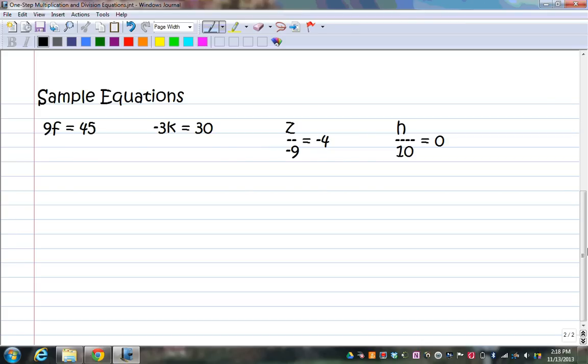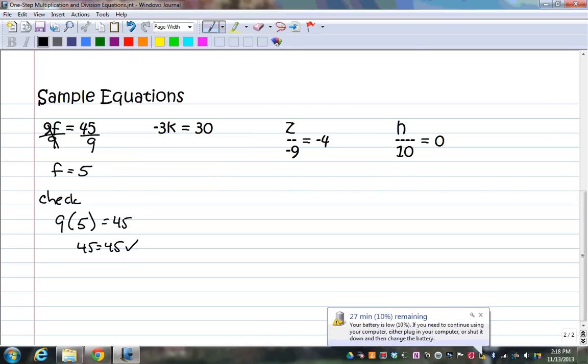This means 9 times f. The way that we're going to get rid of it is through division. Divide by 9 on both sides. F is equal to 5. Do a check step. I'll have 9 times f, which I'm saying is 5, should be equal to 45. And sure enough, this is a beautiful thing. My answer is right.